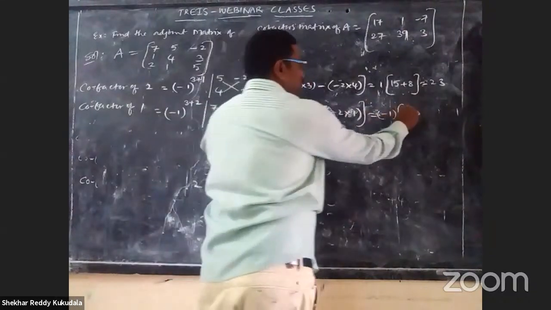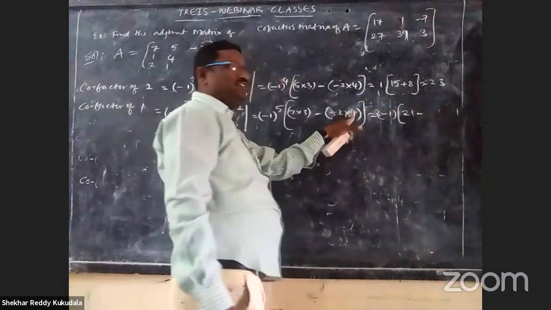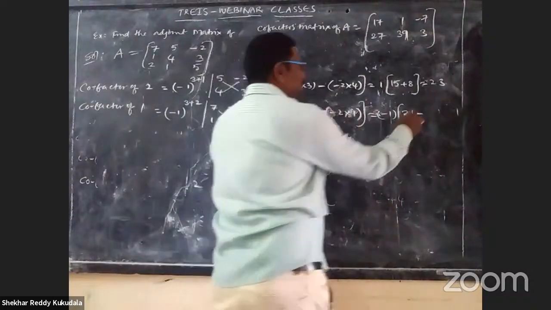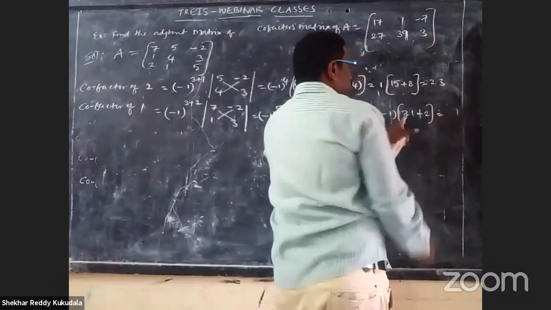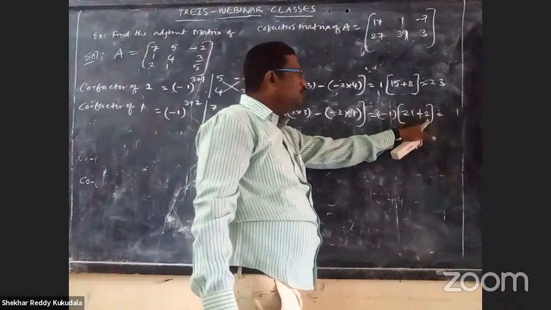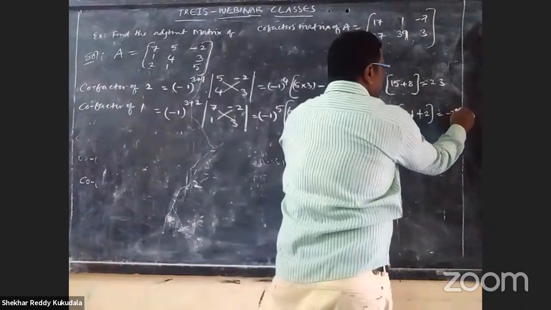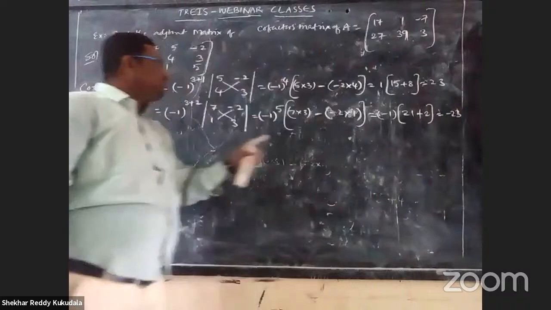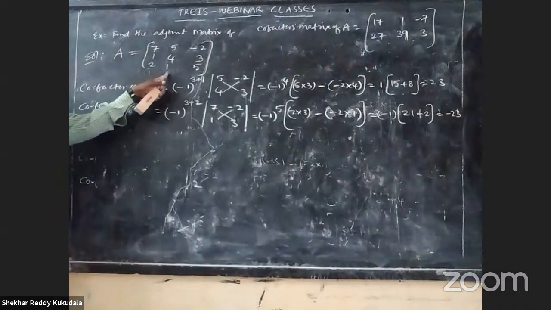7 times 3 is 21, minus 2 times 6 is minus 2, half minus 2 becomes plus 2. So 21 plus 2 is 23. 23 into minus 1 is minus 23. Minus 23 is the cofactor of 1.